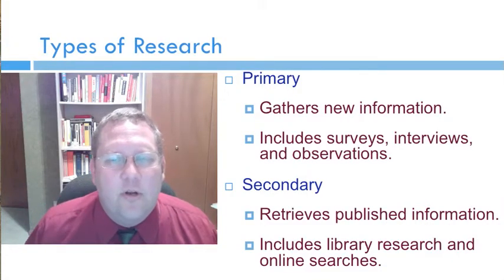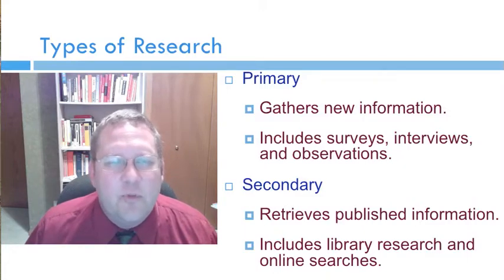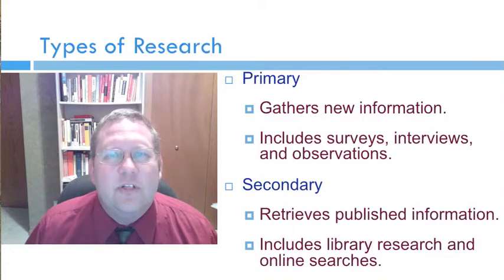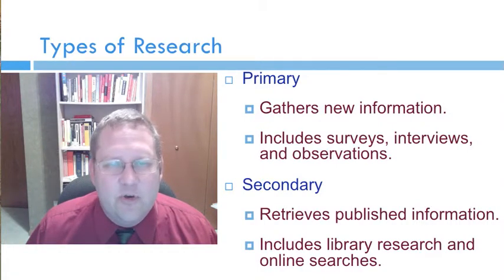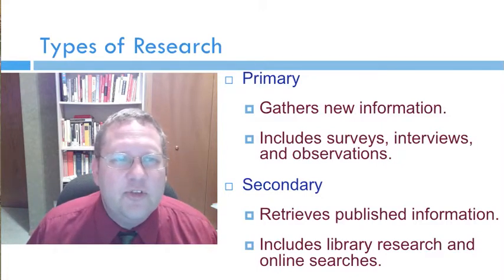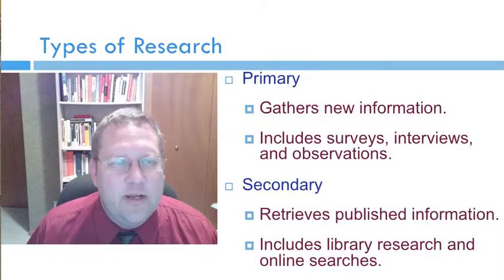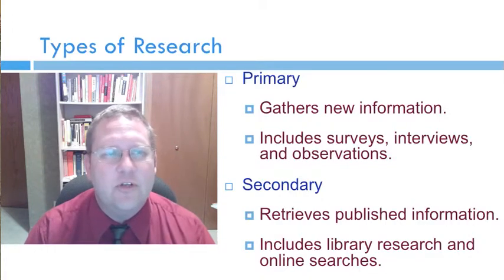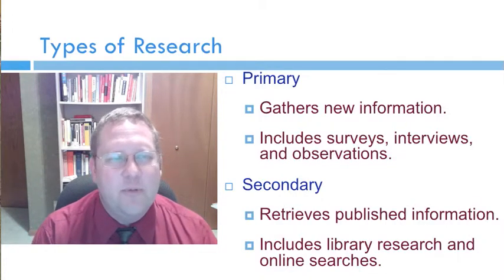Before we get started, I want to just define some key terms. When we talk about research, research is either primary or secondary. Primary research is new information, things that nobody has ever gathered before. This can include social science types of research, such as surveys or interviews or observations that you do to see what public opinion is or what people are thinking or how people are feeling.